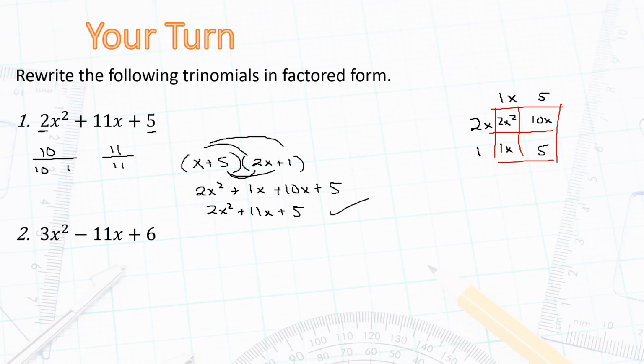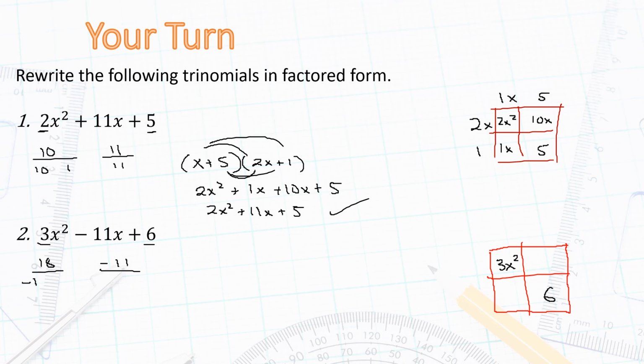Second one, another box again. Top left goes 3x squared, bottom right goes 6. 3 times 6 is 18. And I need factors of 18 that add up to be negative 11. So it's a positive number, but I need it to add to be a negative 11, which means that both of my factors are going to have to be negative. We know that from previous trinomials that we've done.